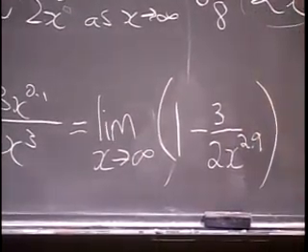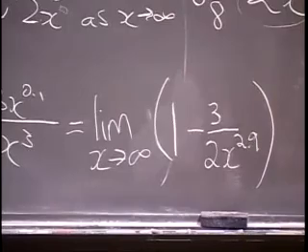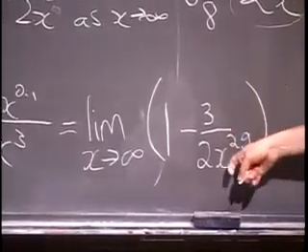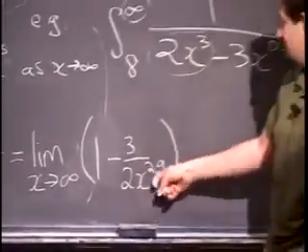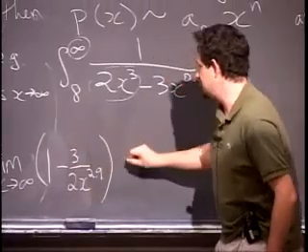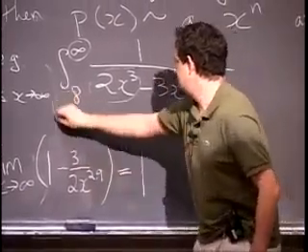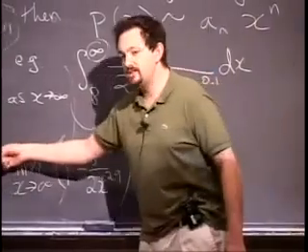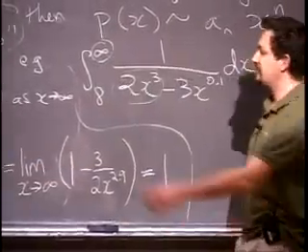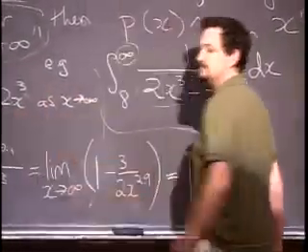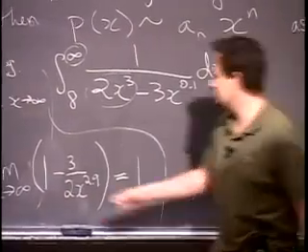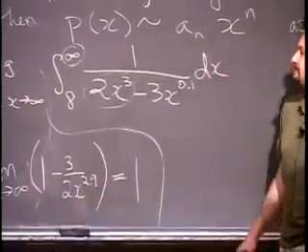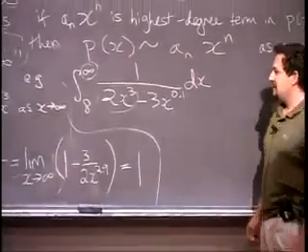1 minus 3 over 2x to the 2.9. The constants 3, 2, nothing matters. It's just that as x goes to infinity, this whole term goes to 0. And so that limit is 1. And if the limit of the ratio is 1, the two functions twiddle each other as x goes to whatever it is, and in this case, infinity. All right. How about that?